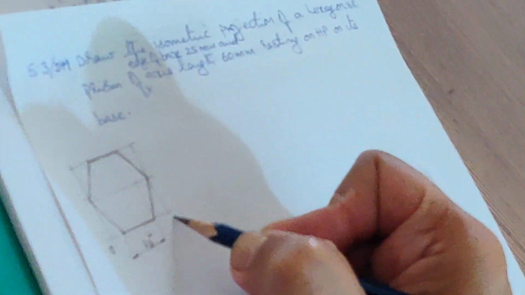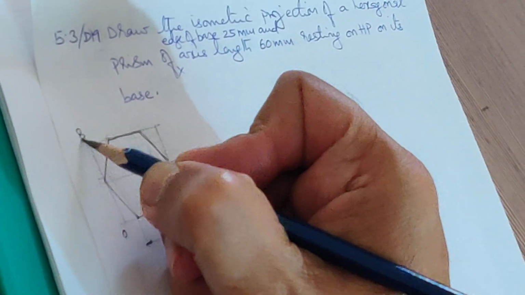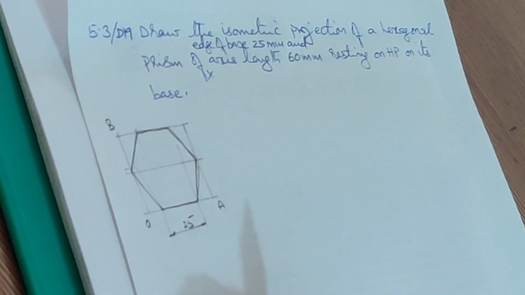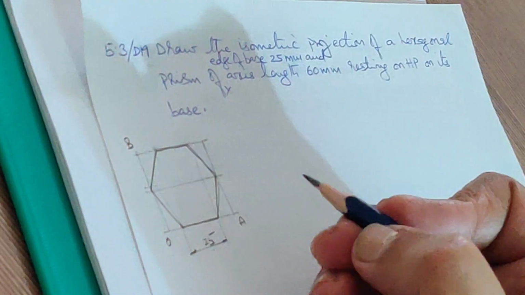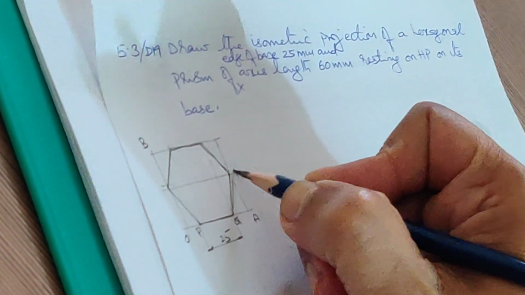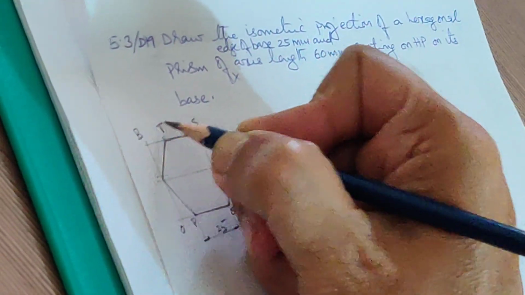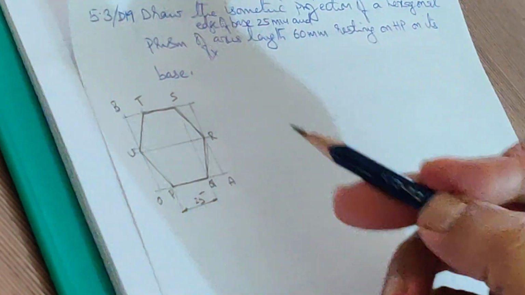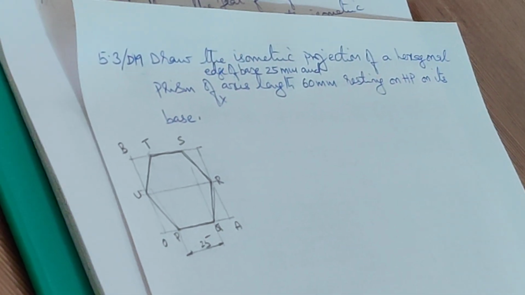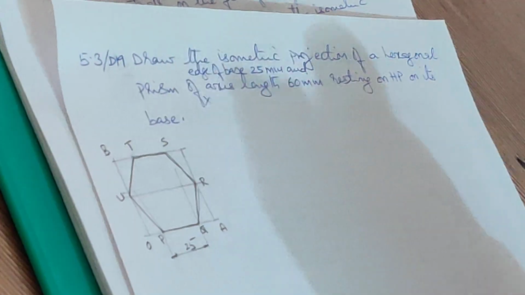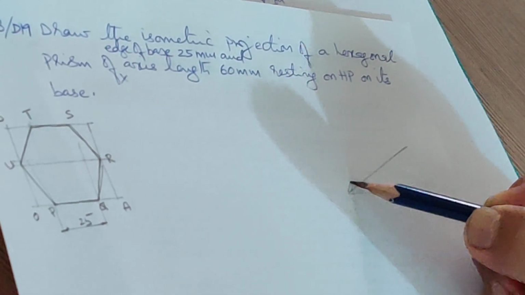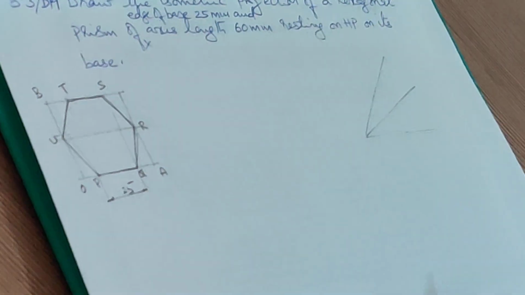Now I will call this as O, this as A, and this as B. Because you are doing it for the first time, let me name the corners of the hexagon as well. Let us say this is P, Q, R, S, T, U. In normal practice, we don't name the corners, but since we are doing it for the first time, I have named the corners. Done. As I already told you, you should be ready with your isometric scale here. I am not doing it here. Isometric scale is there readily already.